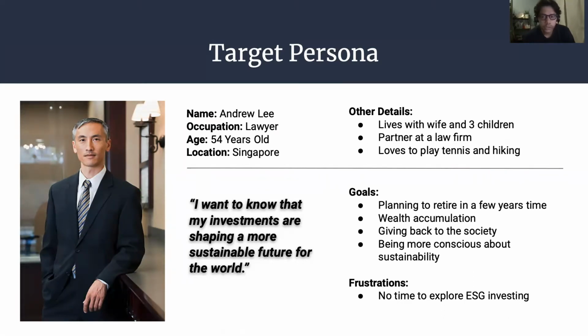So one key frustration that Andrew faces is the lack of time to explore ESG investing due to his work and family commitments. So moving on.